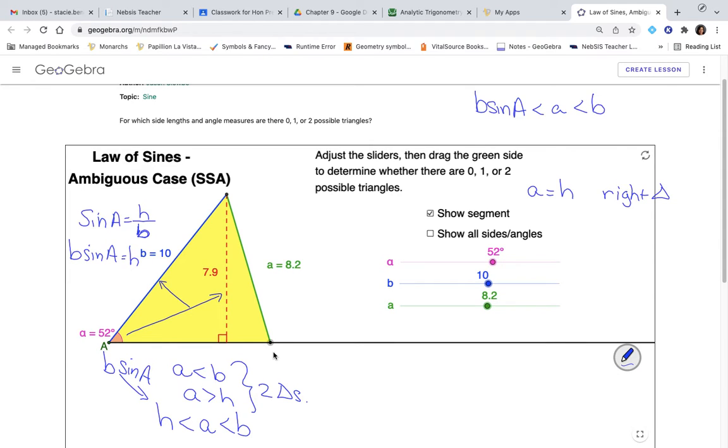So far, so good? What if I didn't give you angle A? What if I gave you angle B, side B, and side C? How could I translate that? Now instead of B sine of A, it's going to be C sine of B less than B less than C. Everybody cool with that?